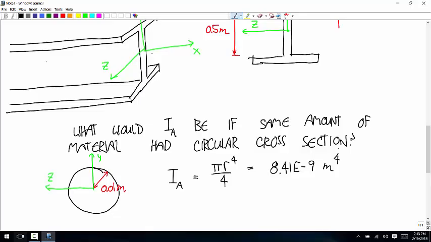Okay, so what we're going to see is that the area moment of inertia for the I-beam with the same amount of material is a lot bigger than that. And that means that if you apply the same bending moment to the I-beam, it's going to bend a lot less than this, and the stresses are going to be a lot less.